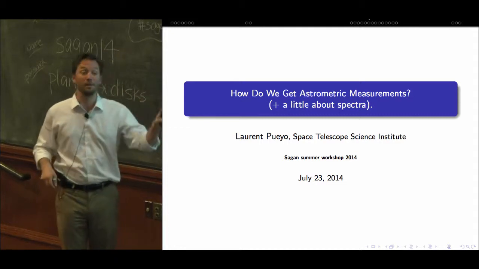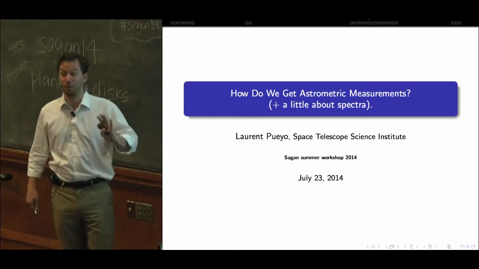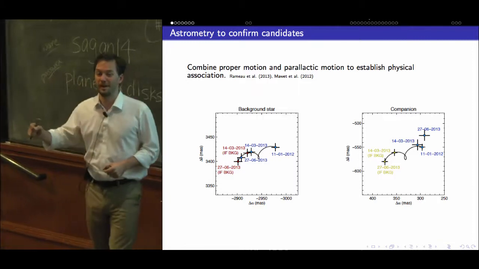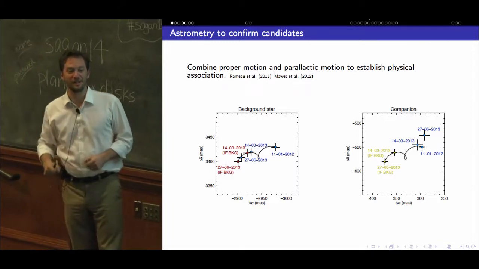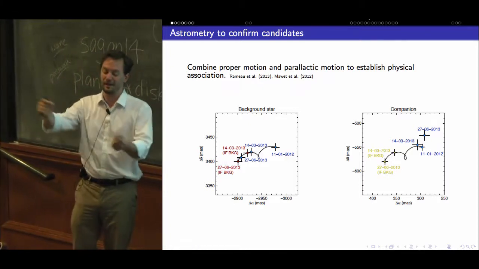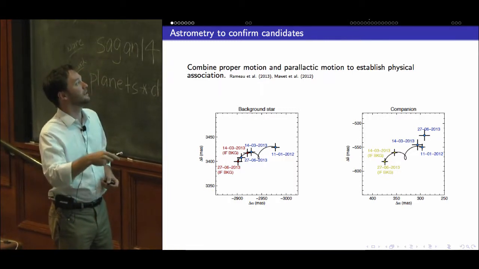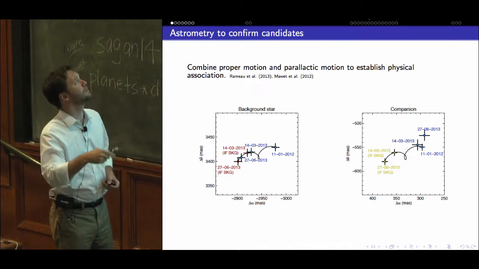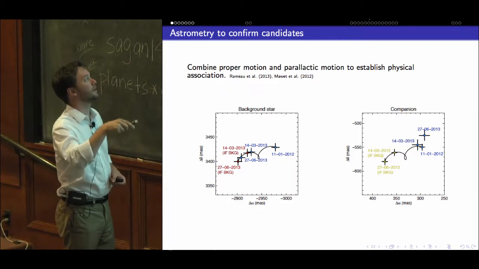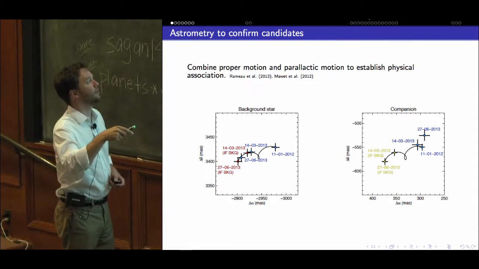I'm hoping through my talk to show you how we can deal with that, but also why it's important. So why is it important? Well, when you have an image with a blob next to a star, you first have to figure out whether or not it's co-moving with the star, physically associated. That's the kind of picture you get here, I think from Julien's paper, where you have the relative separation of the companion with respect to the star, and its motion on sky, whether it's a background source.